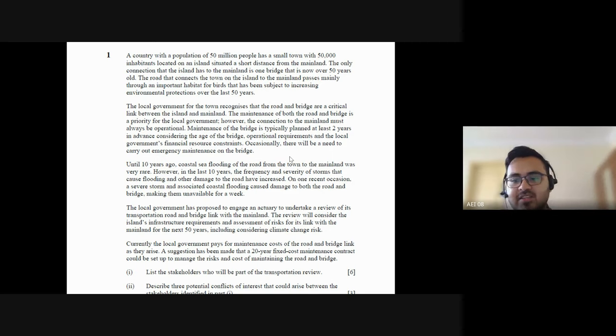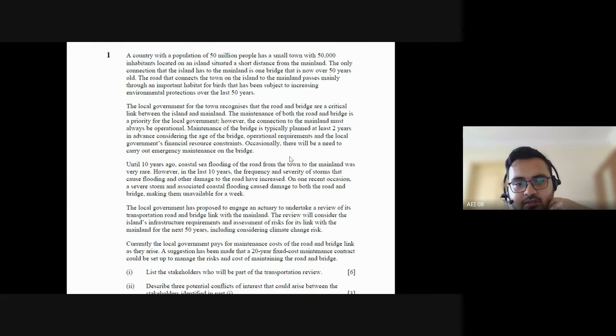So climate change risk in itself has come as a topic over here. Don't worry about climate change just yet. We'll look at it in much more depth while we're going ahead. But this background information should be available to you so that you are prepared as to what it is that you need to work on.